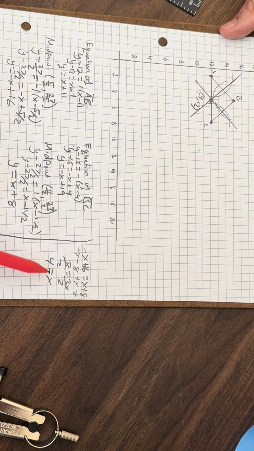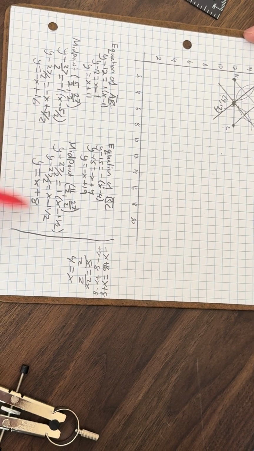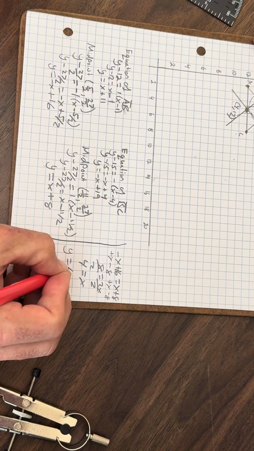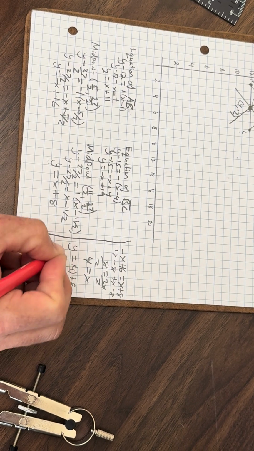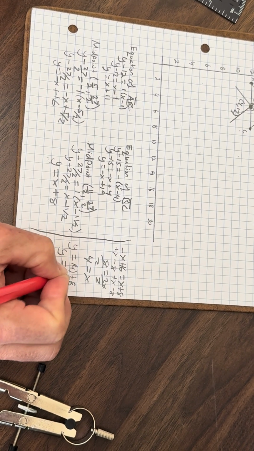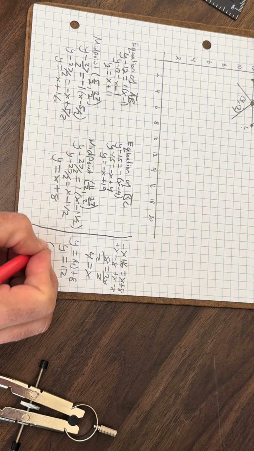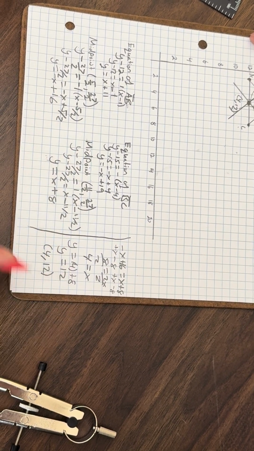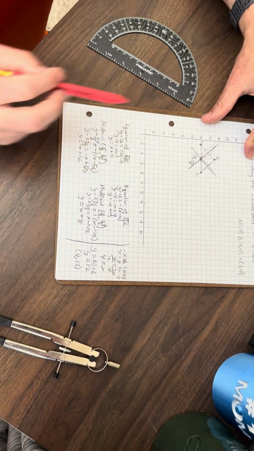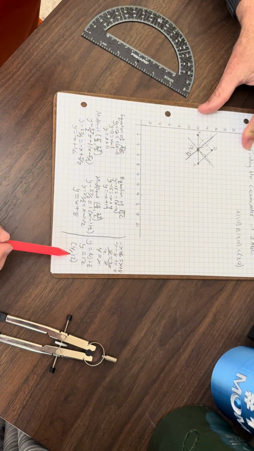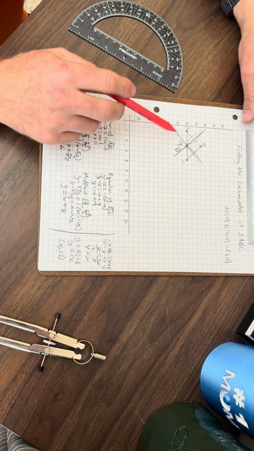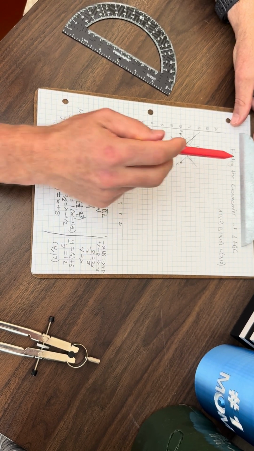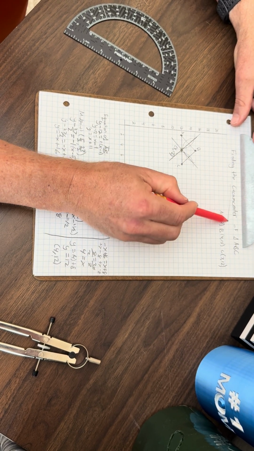So now all I have to do is just plug 4 into either one of these equations to see what y is. So y is going to be 4 plus 8, y equals 12. So the circumcenter is the point (4, 12). So using construction, we got (4, 12). Using algebra, we got (4, 12). So the point (4, 12) is equidistant from all three of these points. That is called the circumcenter.